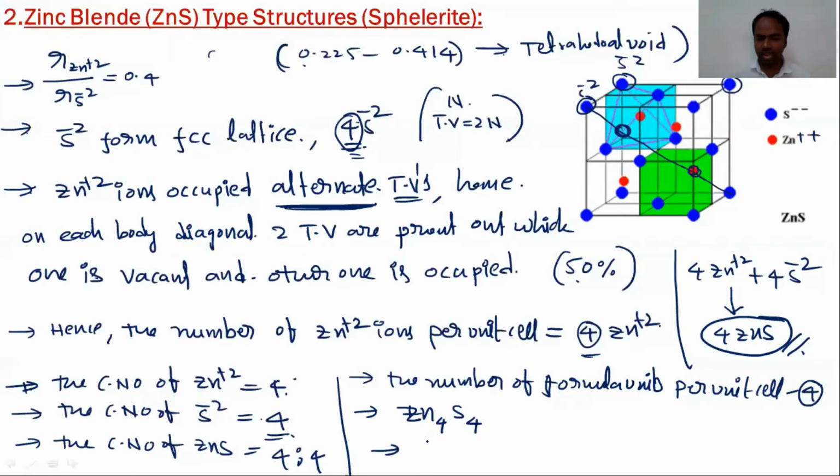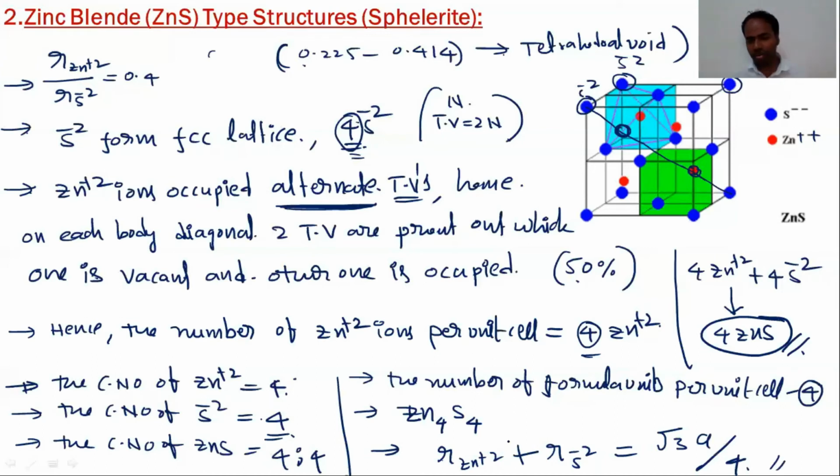What is the distance between cation and anion? It is r Zn²⁺ plus r S²⁻, because S²⁻ is present at the corner, whereas Zn²⁺ is present at the tetrahedral void. In the previous video, while discussing tetrahedral and octahedral voids, I clearly explained that the distance between the corner and the tetrahedral void is √3a by 4. So this is the distance between cation and anion.